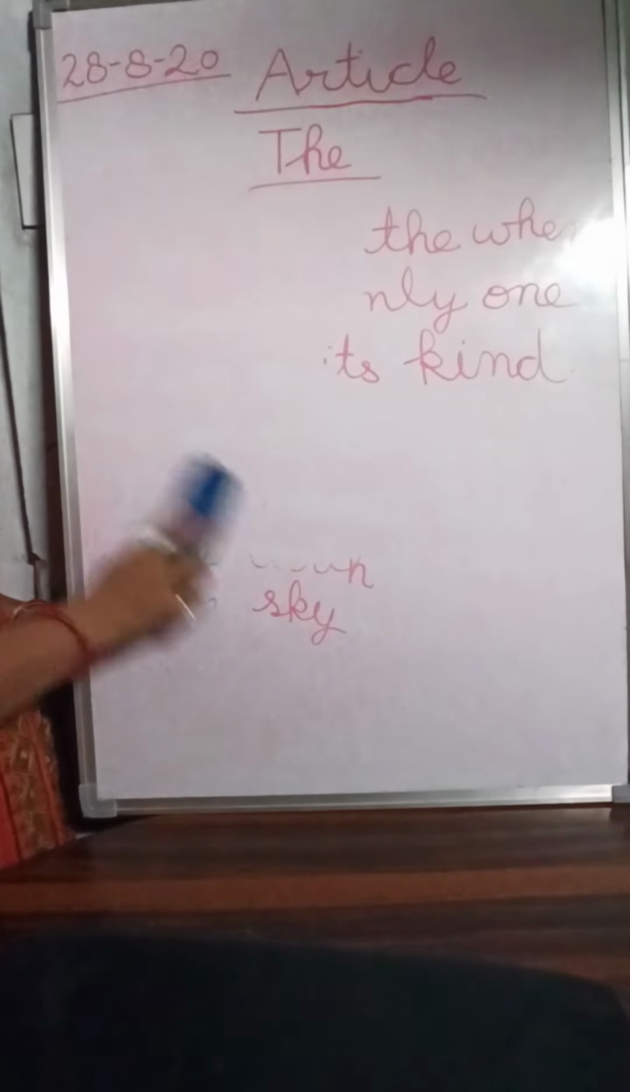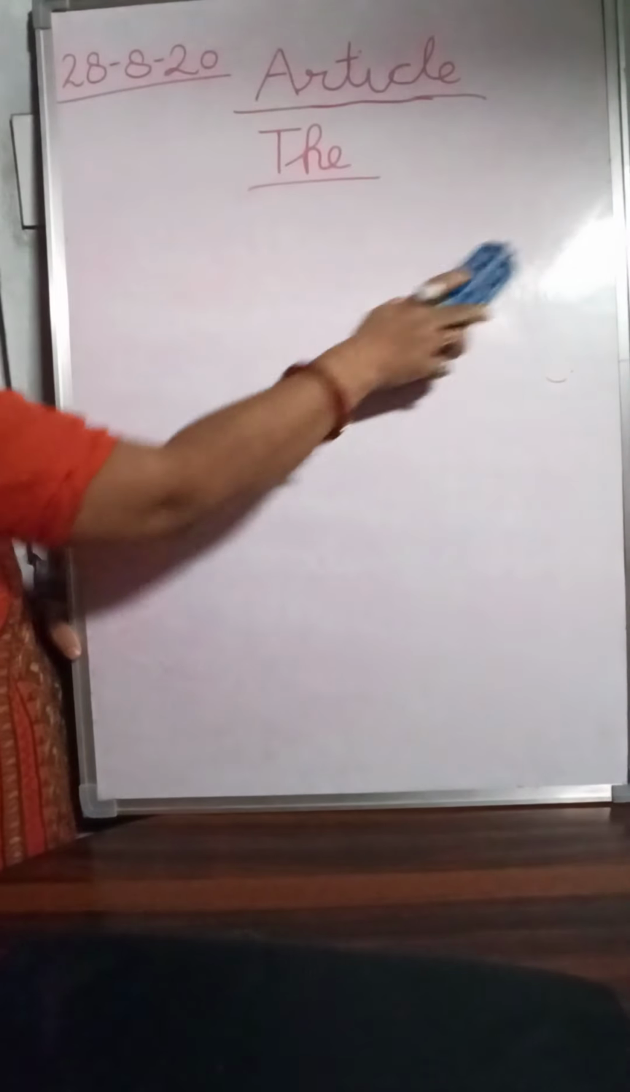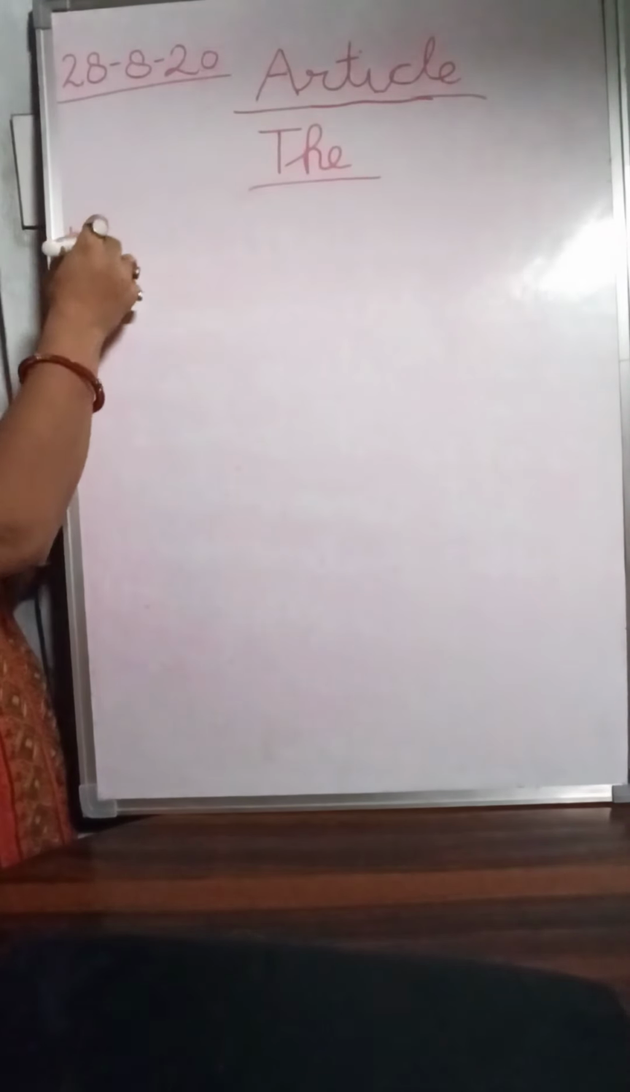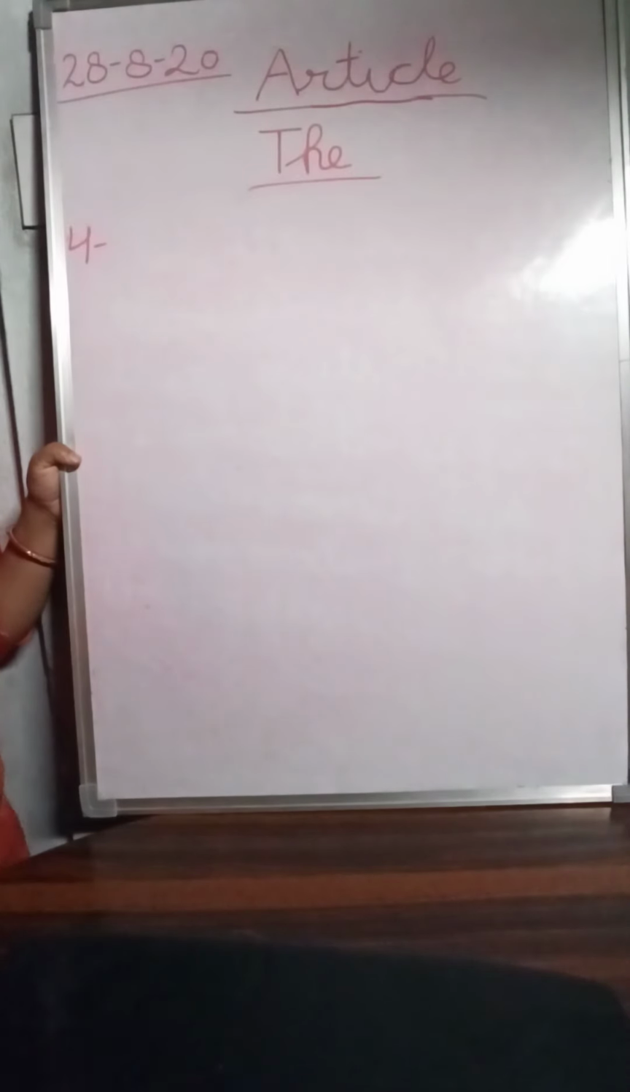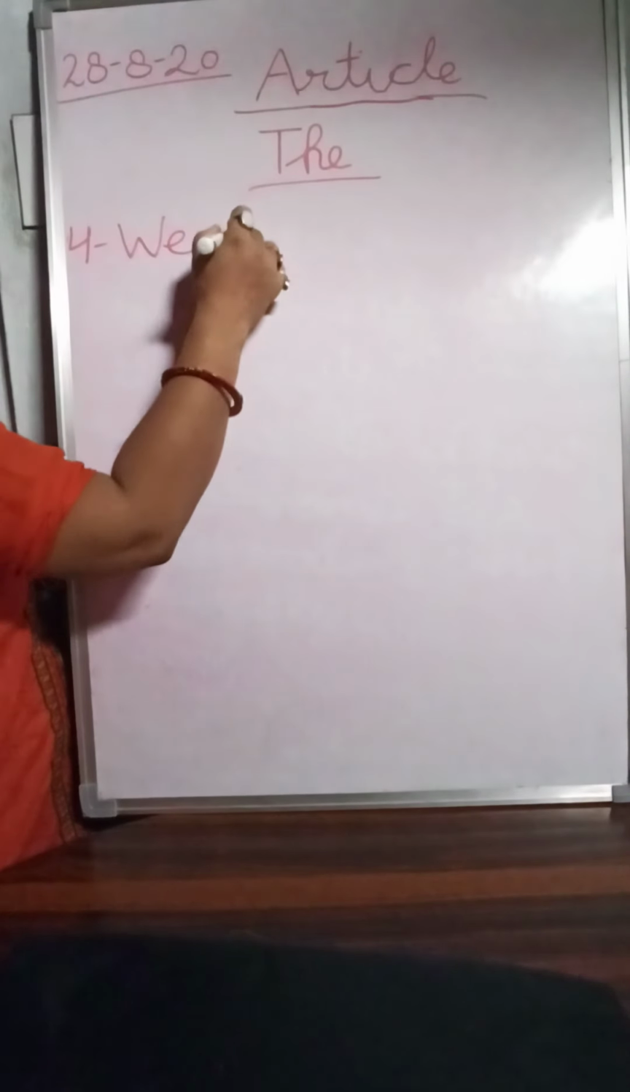Fourth condition is, friends, that when we talk about a river, if you talk about rivers, mountains, famous books, buildings, etc., we will use article the. If you want to talk about a famous building, a famous river, famous books, famous mountains, so what will you do? You will just write the before the names of river and building, books, etc.